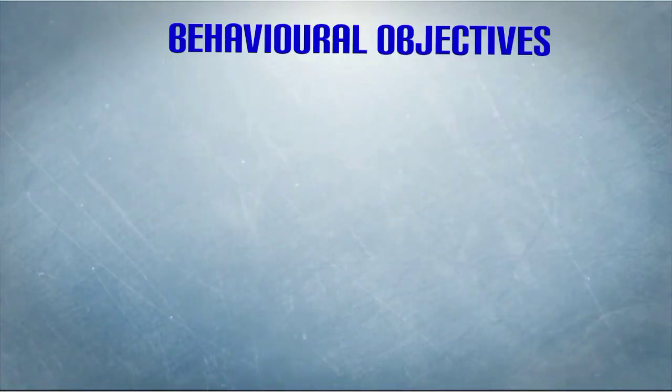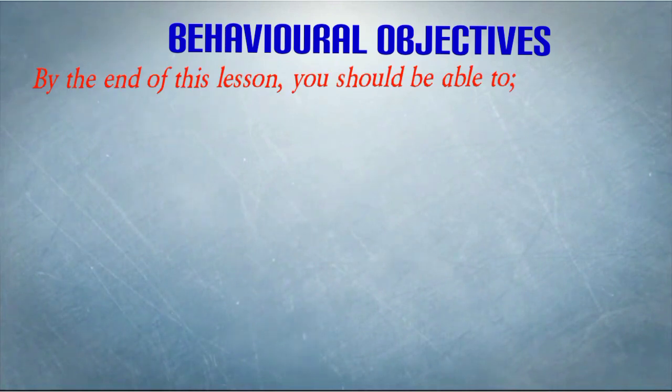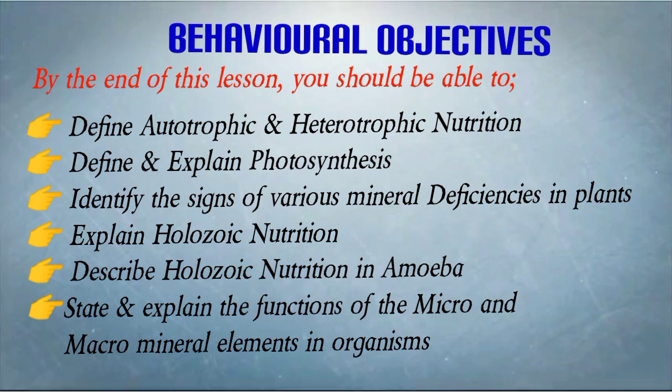So, by the end of this lesson, you should be able to define autotrophic and heterotrophic nutrition, define and explain photosynthesis, identify the signs of mineral deficiencies in plants, explain holozoic nutrition, describe holozoic nutrition in amoeba, and lastly, state and explain the functions of micro and macro mineral elements in living organisms.